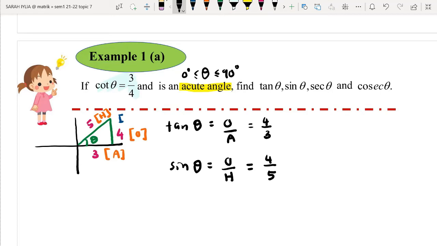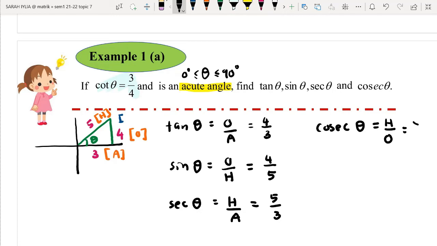Moving on, next one, we have Secant Theta. So remember the third alphabet itself. So C, that is basically 1 over cos. So in the sense of ratio, this will be hypotenuse over adjacent. So we gonna get 5 over 3. And then last one, we have to find cosecant theta. Remember the third alphabet itself is S. So it's 1 over sine means hypotenuse over opposite. So 5 over 4. And that's complete our first example 1A.